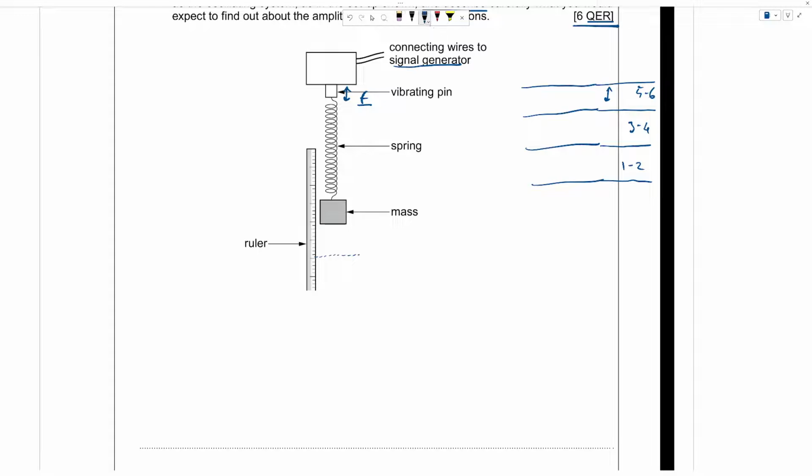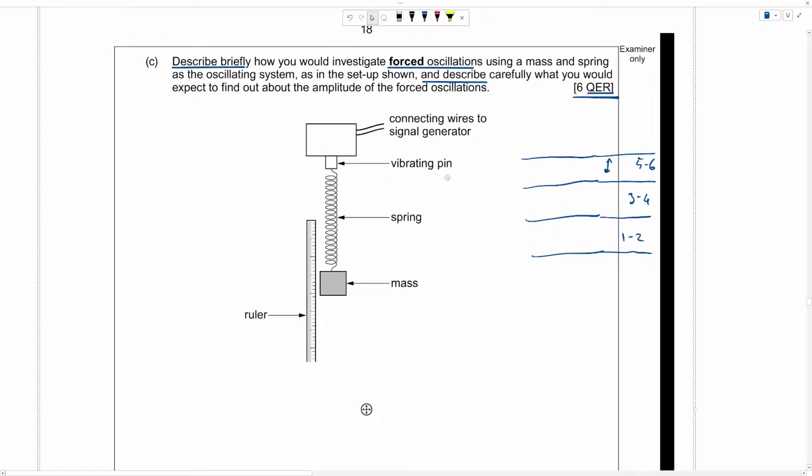So hopefully that theory sounds familiar. Hopefully that is recognizable as I'm describing resonance. I'm describing the idea that if we force an oscillating system to oscillate at the frequency that it would naturally oscillate at, then we get a very large amplitude. So that's what this question is about, really, and we just have to think about how do we describe that process clearly. What is it we're going to measure? How are we going to measure it? What are we going to vary? How are we going to vary it?